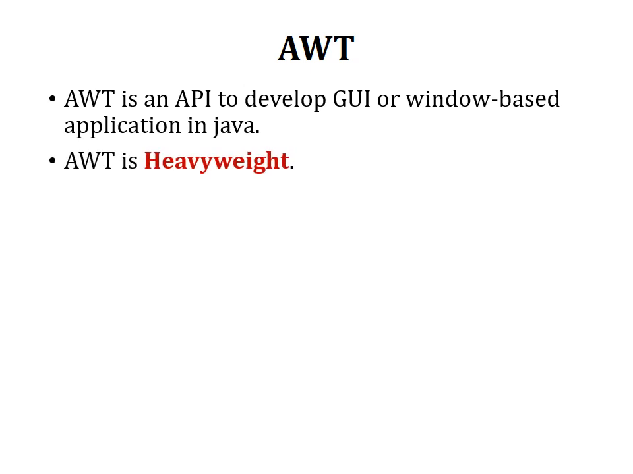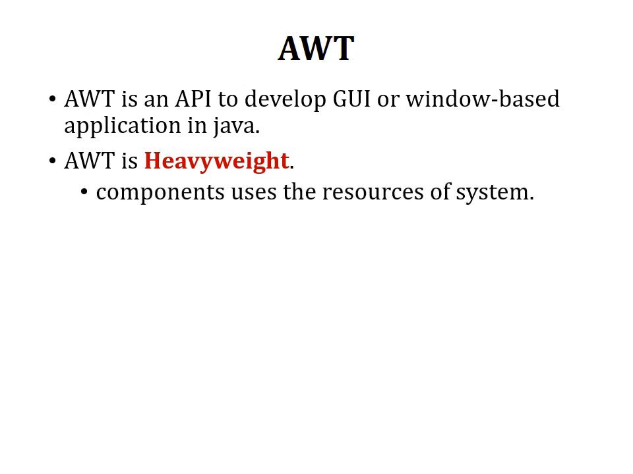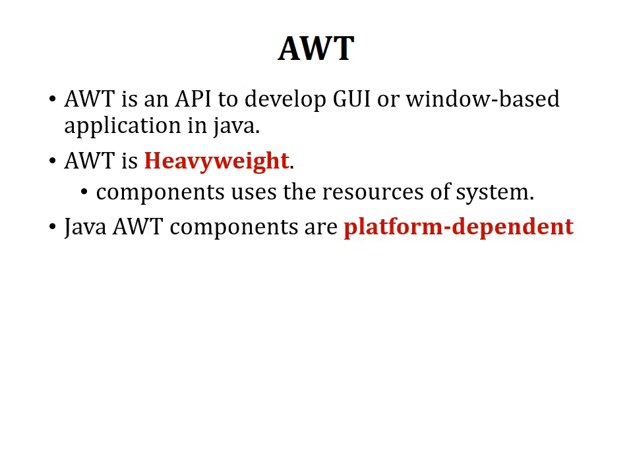AWT is heavyweight as there are various packages, almost 12 sub packages and 370 classes, and these classes have thousands of methods. These components use the resources of the operating system on which the program is running. So it becomes heavyweight as it is interfacing with the operating system. AWT components are platform dependent. I'll repeat, Java AWT components are platform dependent.